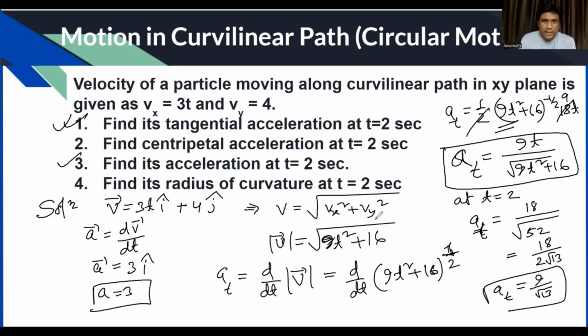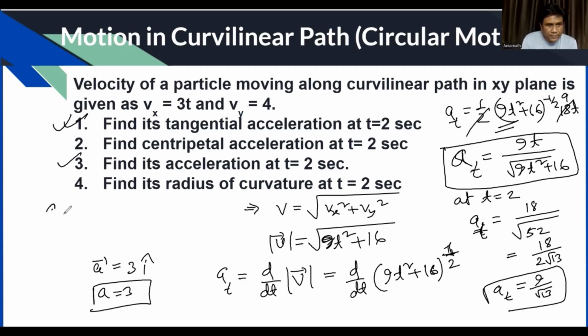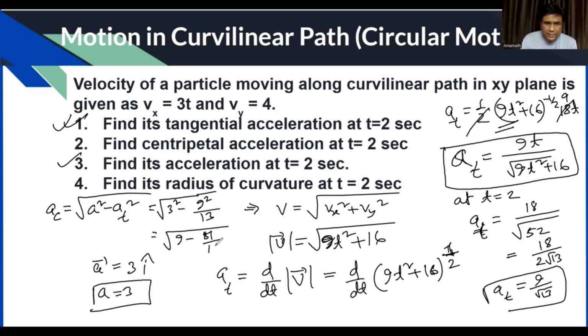Now what I want is the centripetal acceleration. So centripetal acceleration will be under root net acceleration square minus AT square only. Just I am rearranging the expression, nothing else. I have already given you the main expression. So it will be what? Net acceleration is 3, 3 square, and AT is this. It means 9 square by 13. It will be 9 minus 81 by 13.